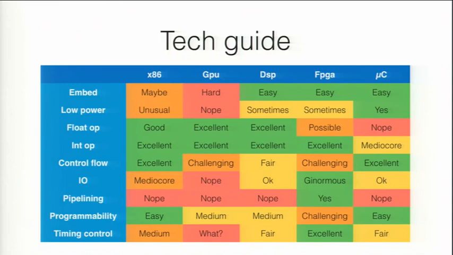The GPUs, you definitely don't want to put those on the quadcopter. They are very hard to embed. They are definitely not low power. They are very, very good at floating point operations that can be parallelized, integer operations as well. Control flow is limited, I/O is non-existent, and pipelining cannot be done. The programmability is a bit better than FPGAs, but worse than the CPU. And you have absolutely no control of timing.